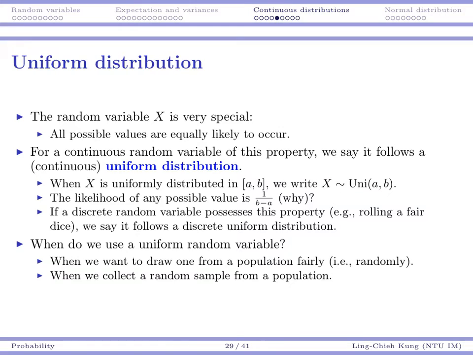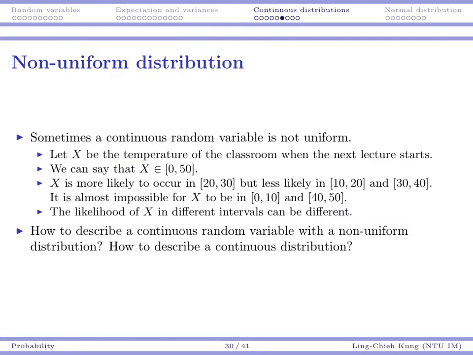But when we only say the uniform distribution, we are talking about a continuous one. So when do we use uniform random variables? One typical reason is when we want to collect a random sample from the population, because we want each entity to be selected with equal probability. Then we need to use uniform random variables. Sampling is a topic to be discussed in later courses and later lectures, so let's stop here.